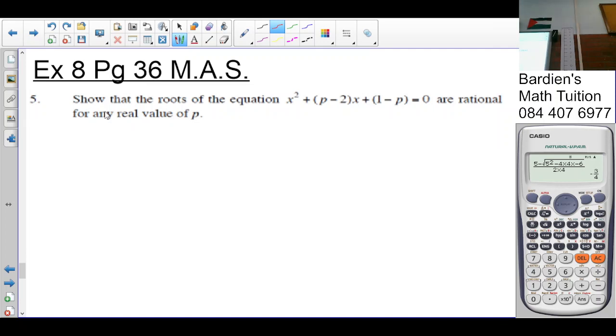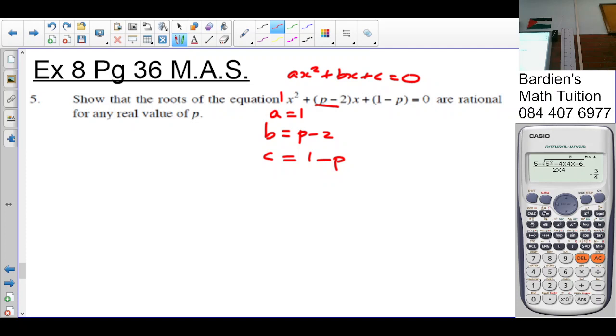So, is this equation in the form of ax squared plus bx plus c? Is that in that form? Yes. What's your a value? 1. What's your b value? p minus 2. What's your c value? 1 minus p. How do we get a? A is the coefficient of x squared. How do we get b? B is the coefficient, the number in front of x. Now how do we get c? C is the constant. I'm saying that the whole time around. I said yesterday as well.